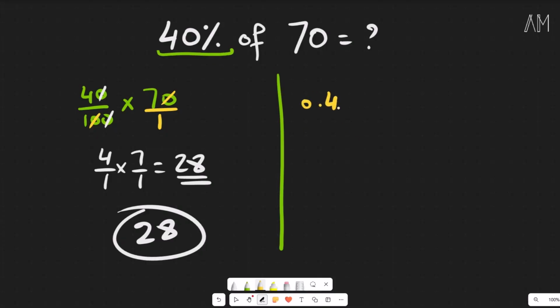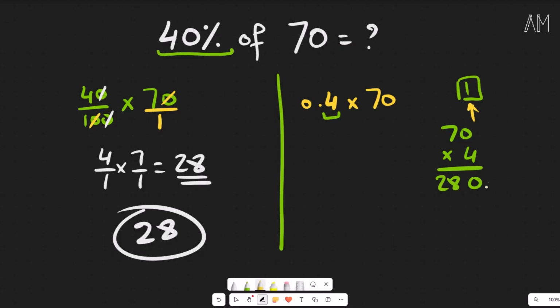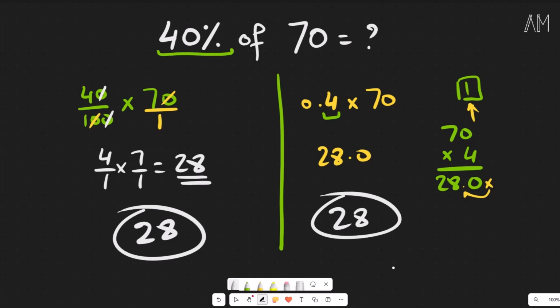It will become 0.4 multiplied by 70. Long multiplication. I have only 1 digit after the decimal point. I will put it in the box. 70 multiplied by 4. 4 times 0 is 0. 4 times 7 is 28. Go back 1 step from the far right. It will become 28.0. That means the answer here is also 28. And that's how we do it.